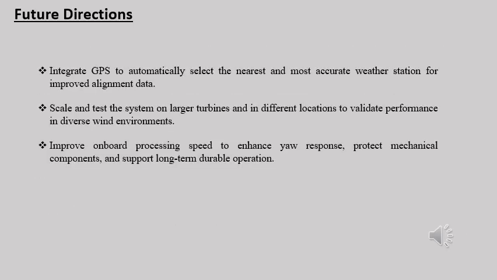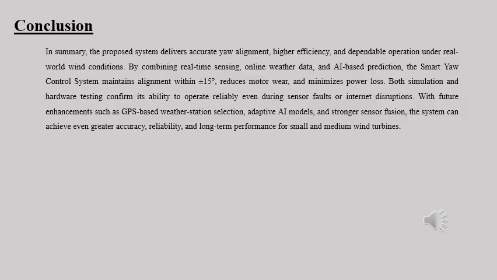In future we want to integrate a GPS so that this system can automatically choose the nearest and most relevant weather station. We also aim to develop an adaptive AI model that can keep learning from ongoing turbine performance, and we will test our system on a larger turbine in different locations. In summary, our proposed smart yaw control system delivers accurate alignment, higher efficiency, and dependable operation under real world wind direction.